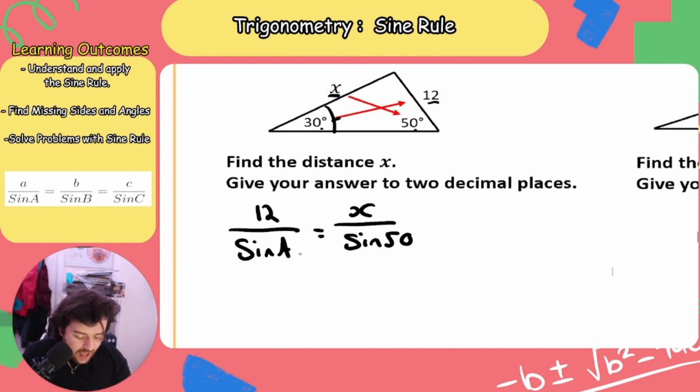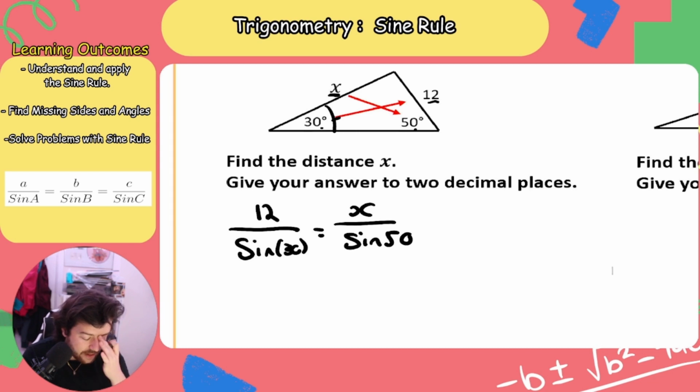Sorry, I should say sine 30, because it's opposite to 12. So 12 divided by sine 30 is equal to x divided by sine 50. If you put 12 divided by sine 30 in your calculator, make sure your calculator is in degree mode, I am going to get 24. So 24 is equal to x over sine 50.